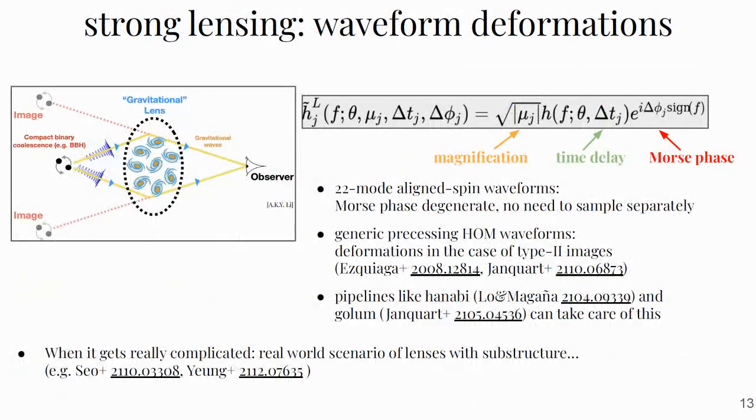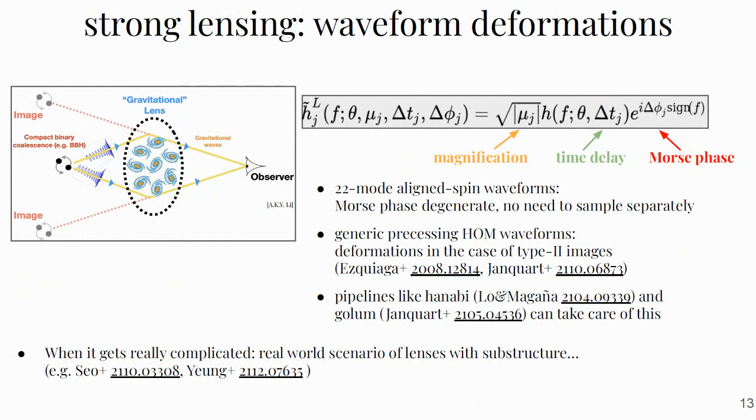So add to that waveform deformations, like I just said, this Morse phase that comes in. With the 2-2 mode only it is degenerate, but in the higher order modes you get deformation. Here I also have the references for that. And these pipelines in principle can take care of it, but it just makes it again more costly.